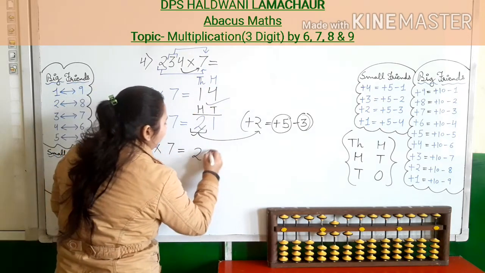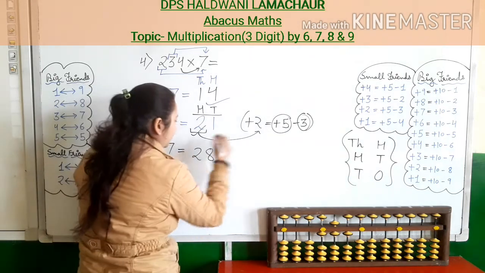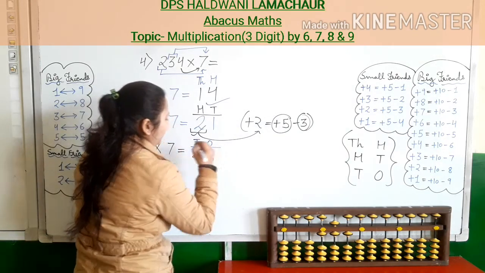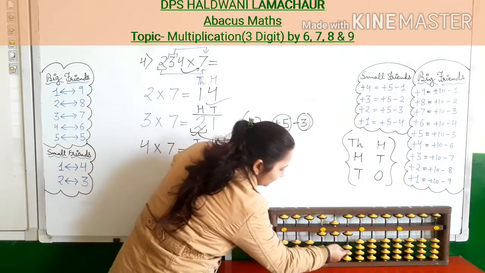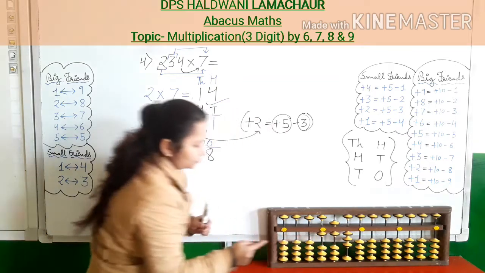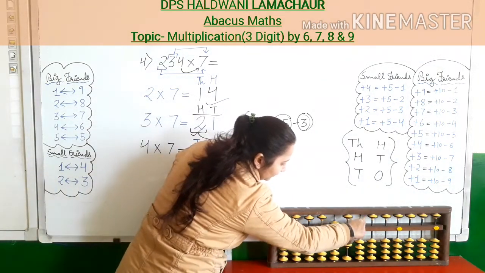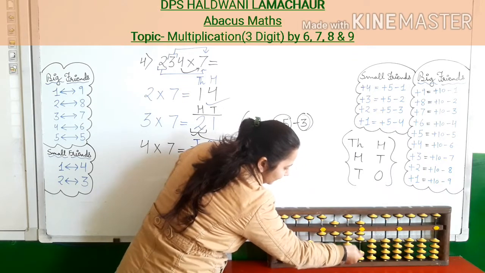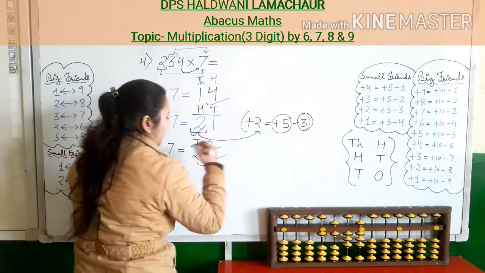7 4s are 28. Now you can see, kids, that according to the pattern this 2 will go in the tens rod and this 8 will go in the ones rod. Now first of all add 2 in the tens rod. See, 1, 2. Then add 8 in the ones rod. See, 5, 6, 7, 8. Now count. This is completed.